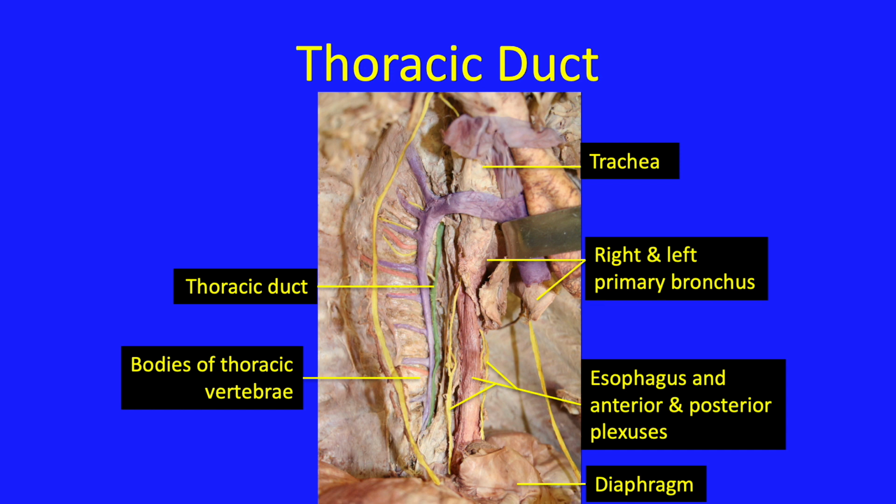In fact, the only parts of the body that are not drained by the thoracic duct are the right half of the head and neck, the right upper limb, and the right half of the chest, which are drained by the right lymphatic duct.